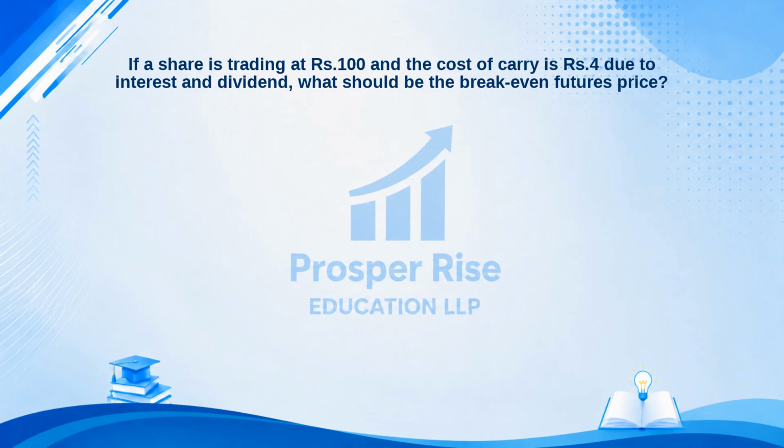If a share is trading at rupees 100 and the cost of carry is rupees 4 due to interest and dividend, what should be the break-even futures price? Here are your options. A. Rupees 98. B. Rupees 100. C. Rupees 106. Or D. Rupees 104. Take a moment to pause the video and decide.